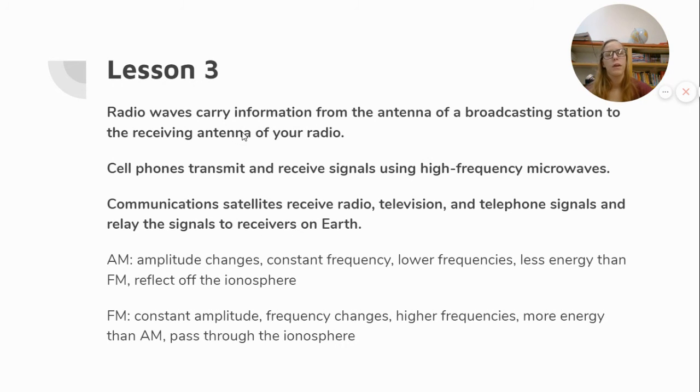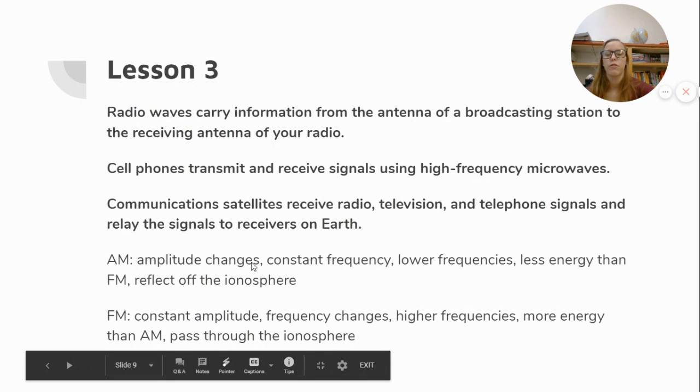And lesson 3. Radio waves carry information from the antenna of a broadcasting station to the receiving antenna of your radio. Cell phones transmit and receive signals using high-frequency microwaves. Communications satellites receive radio, television, and telephone signals and relay the signals to receivers on Earth.